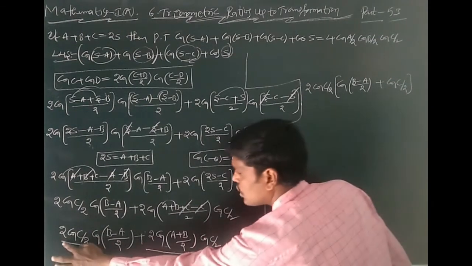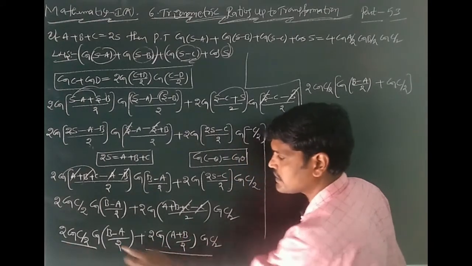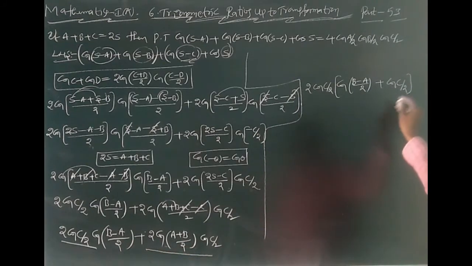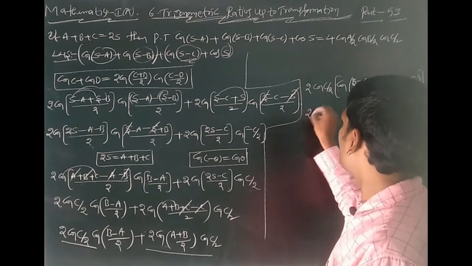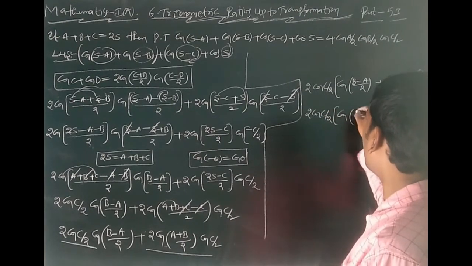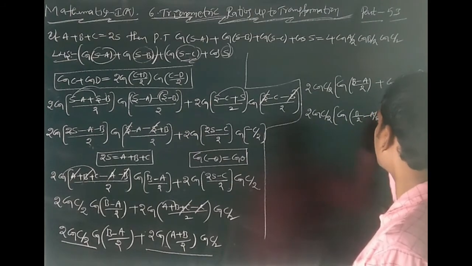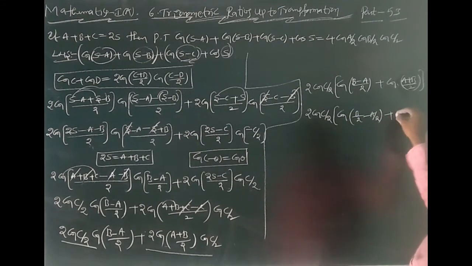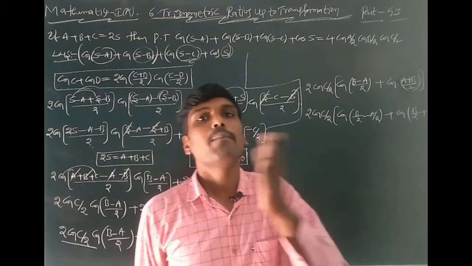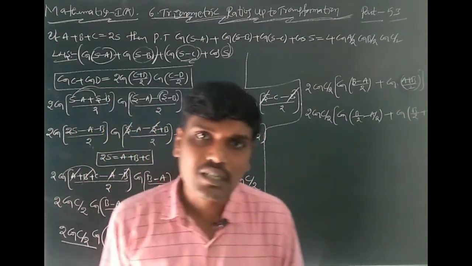Once again I explain, friends: 2 cos C/2 is common, the remaining term is cos of (B minus A)/2, plus cos of (A plus B)/2 is the second term. Understood or not? After that, 2 cos C/2 times cos of (B/2 minus A/2) plus cos of (B/2 plus A/2). A plus B and B plus A are both equal. Correct or not, students?